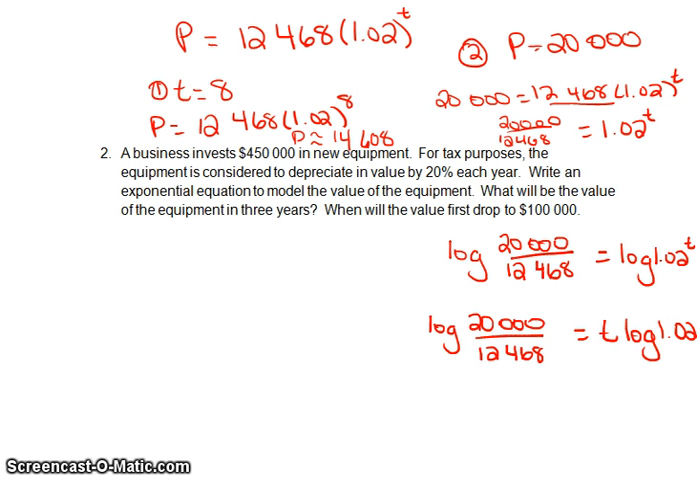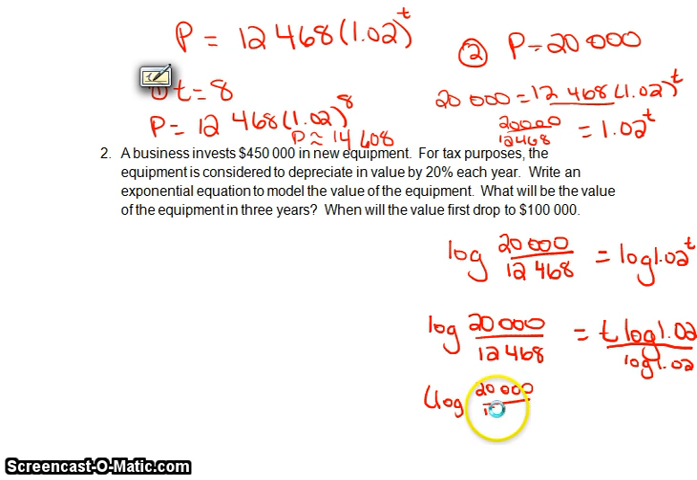Now this is already starting to look like what we just saw. So what we're going to do here is divide both sides by the log of 1.02. So we're going to have the log of 20,000 divided by 12,468, and I'm going to put little brackets around there, then divide that by the log of 1.02. Once again, you guys could put that whole thing into your calculator and find a value for t there.